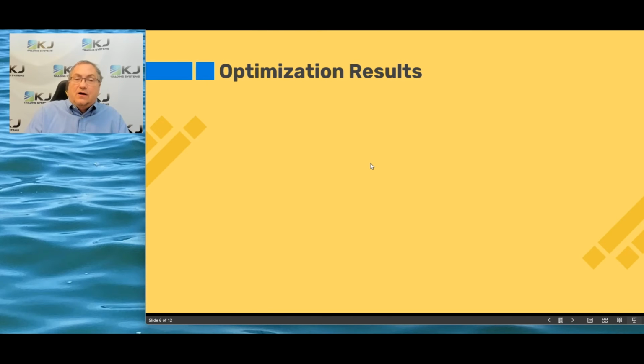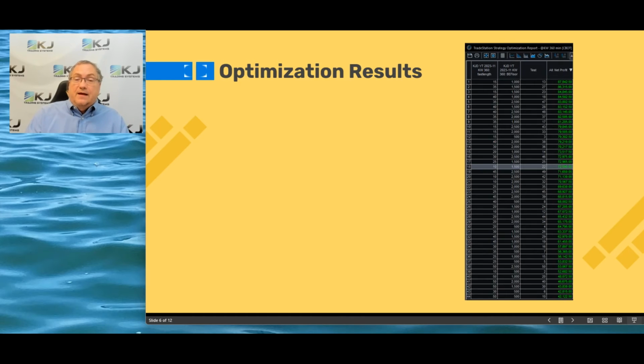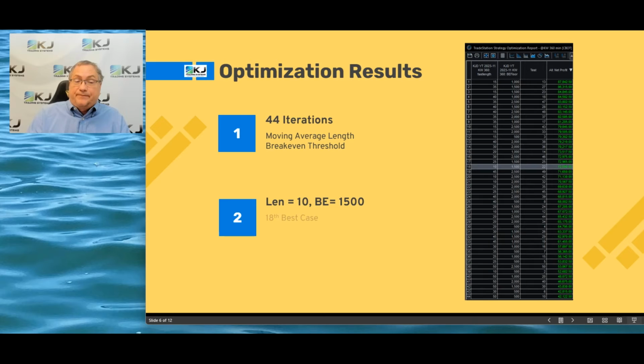Okay, so let's look. I did some optimization. You remember I had two variables that I was optimizing, or inputs as they're called in TradeStation. One was the break-even length, or break-even amount, I should say, and the other was the moving average length. So there's the optimization results. It's a little hard to see, but I ran 44 different cases, so combinations of different lengths and break-even amounts. All of them were profitable, which is nice.